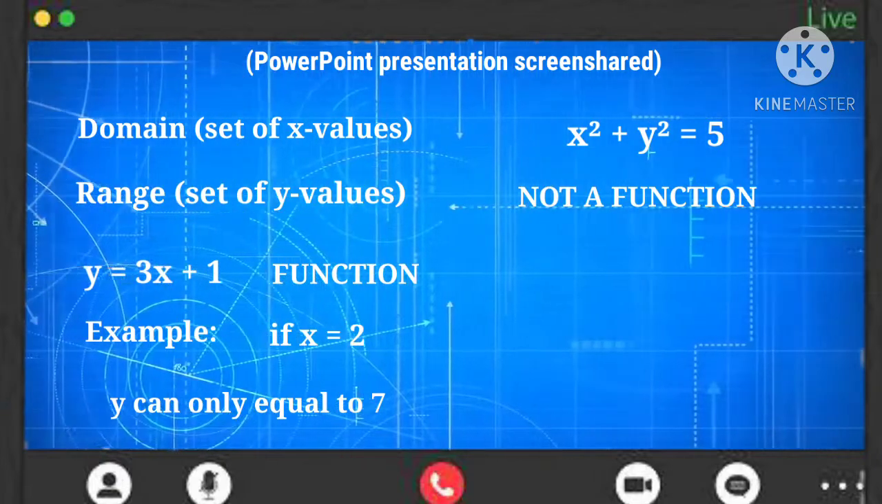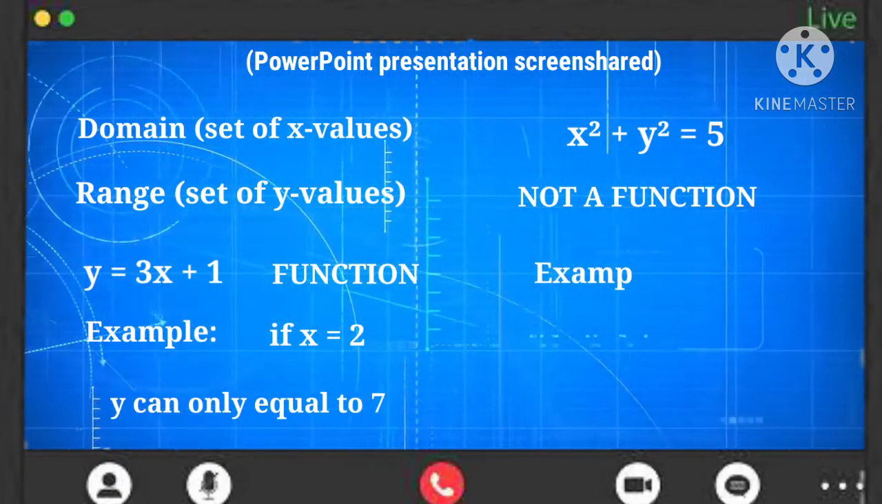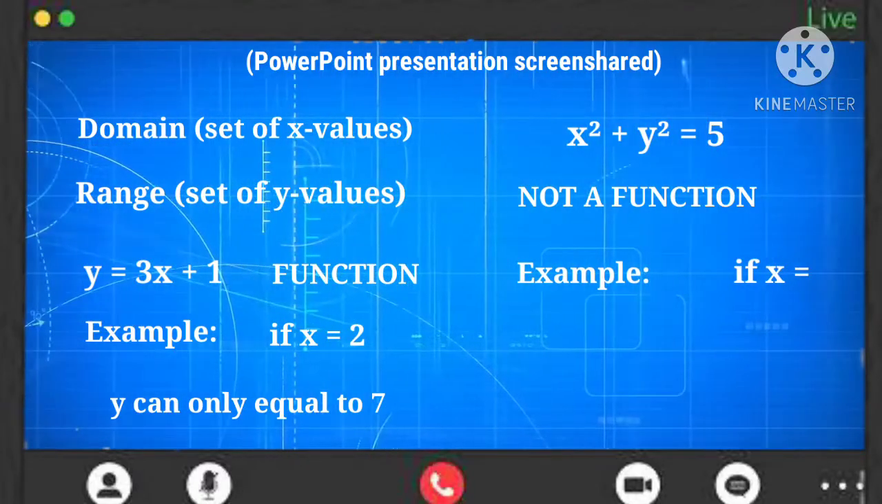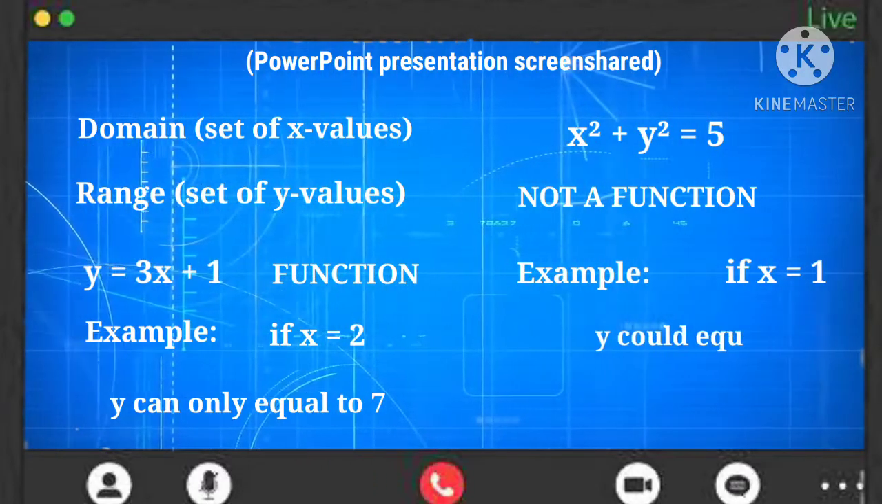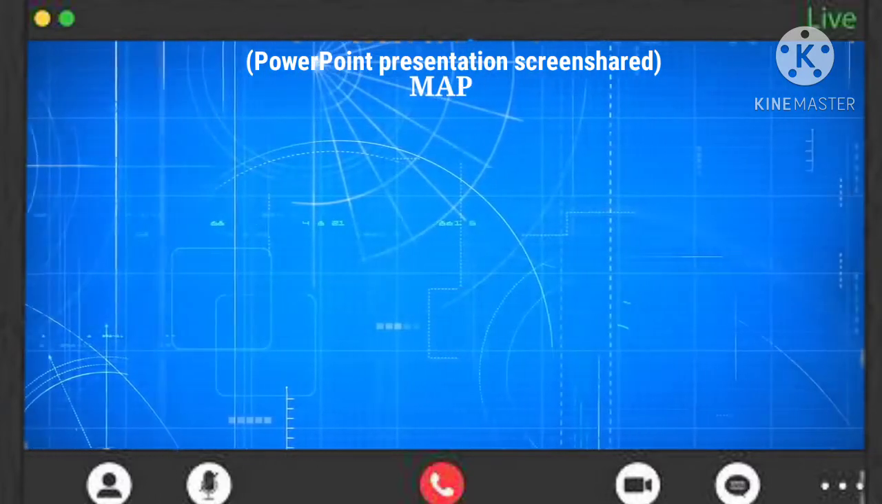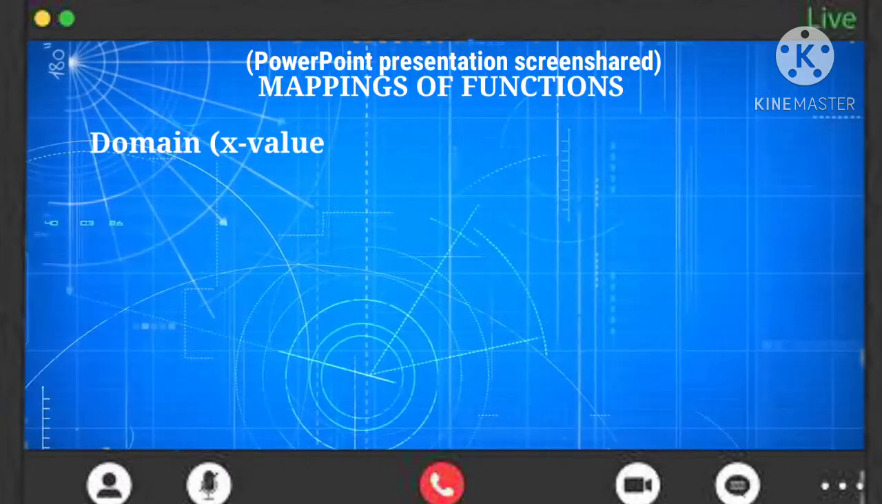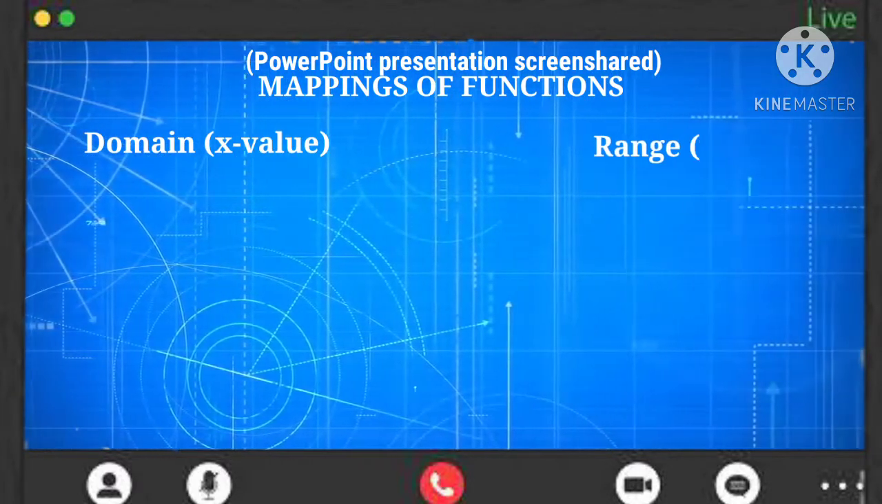Any value of x can give you more than one possible y. For example, if x equals 1, then y could equal 2 or negative 2. Let's proceed to the mappings of functions. The domain is the input or the x value, and the range is the output or the y value.